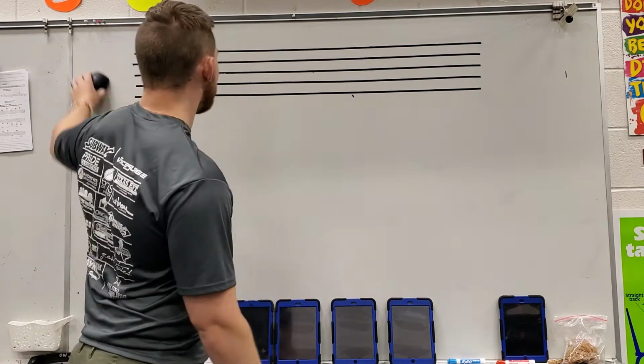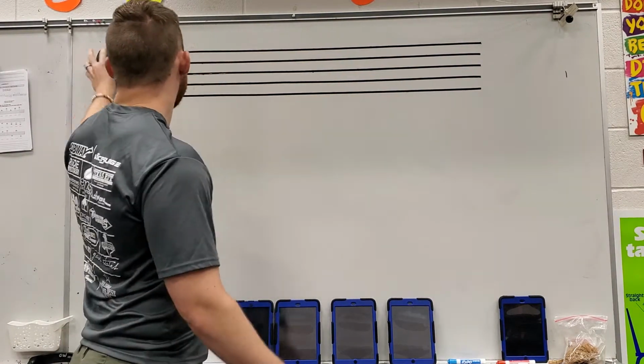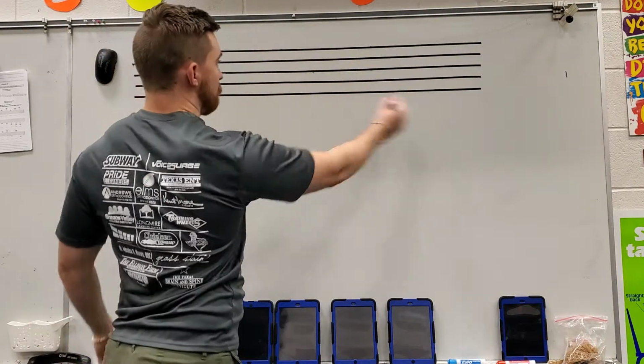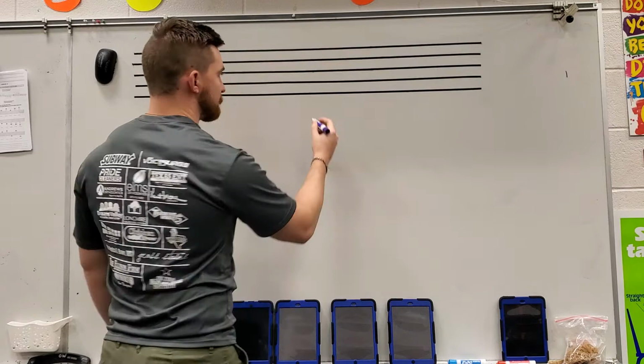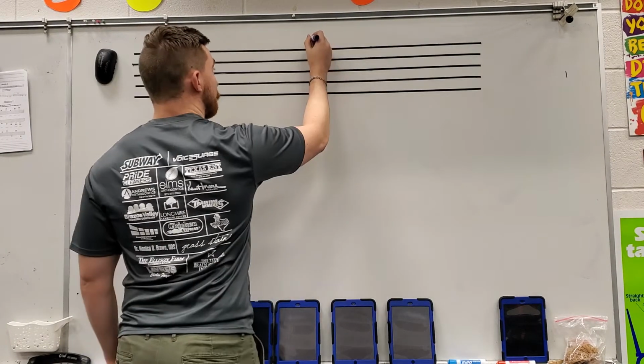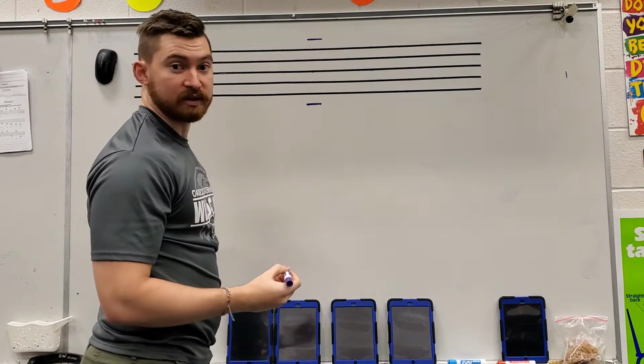So today's lesson is about ledger lines, and simply put, sometimes the staff just isn't enough for the music we're looking at because there are notes that actually go higher or lower than the staff will allow. So instead of drawing this full line all the way across, a ledger line is simply a partial line drawn below or above the staff.